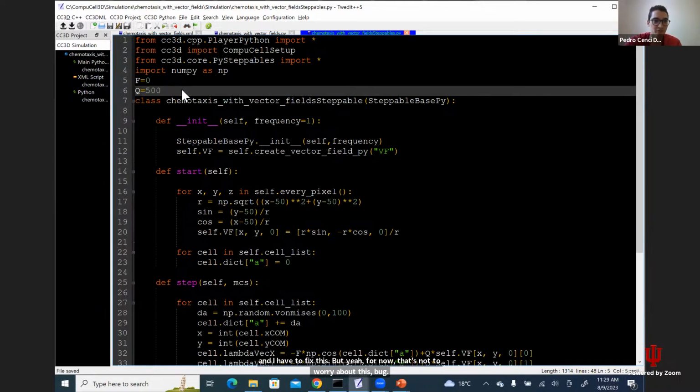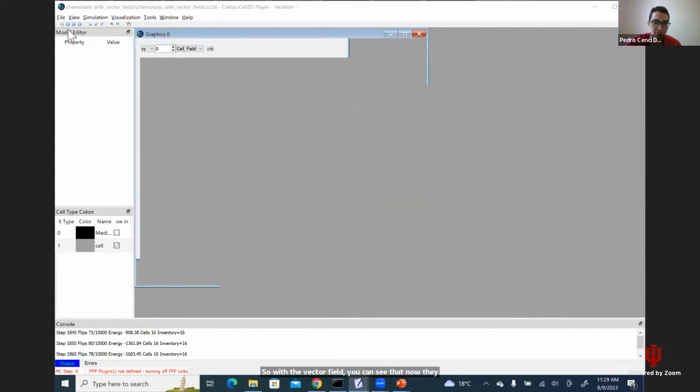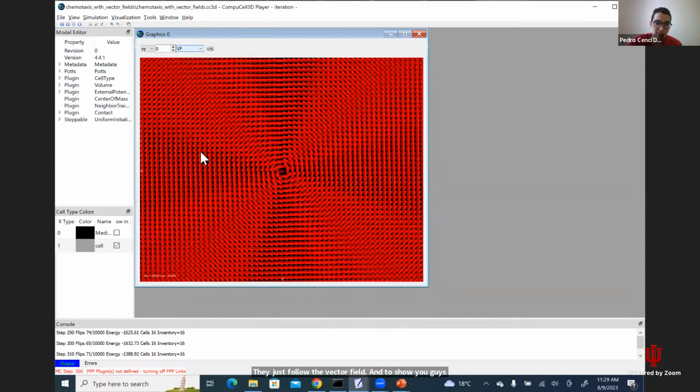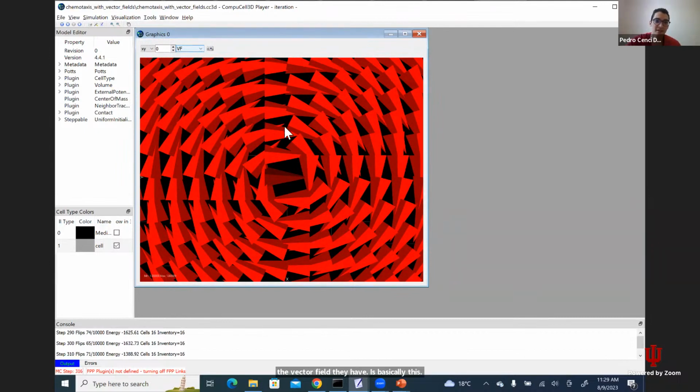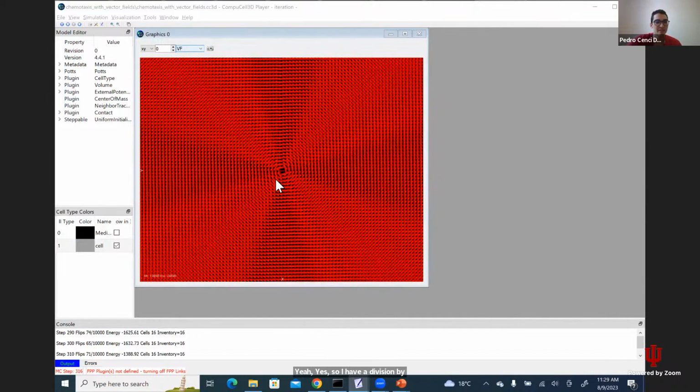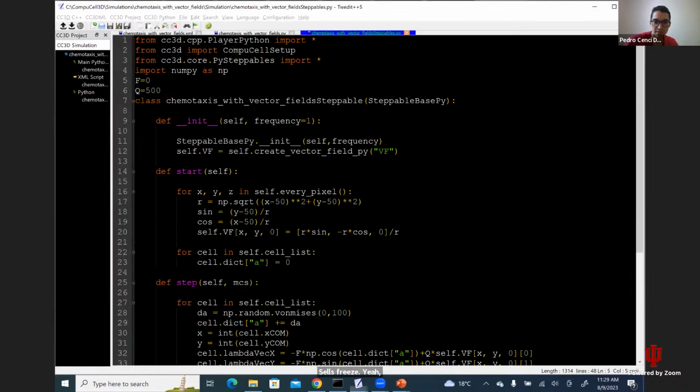So with the vector field, you can see that now they don't have any intrinsic movement. They just follow the vector field. And to show you guys, the vector field I have is basically these circular arrows here. Yes, so I have a division by 0, Darshan. And when you have this type of problem, like a division by 0 in the force, cells freeze. So the problem is right here.